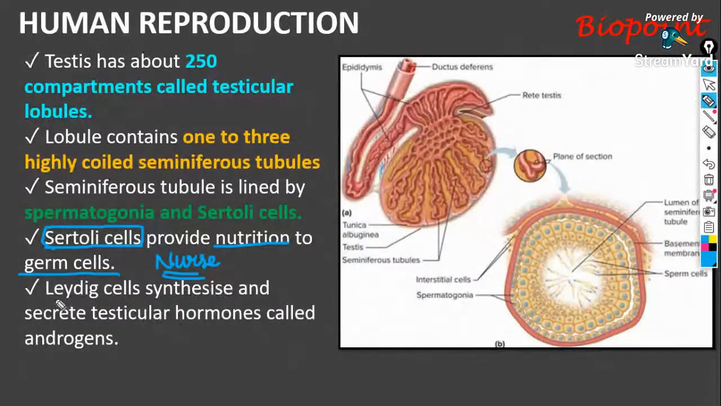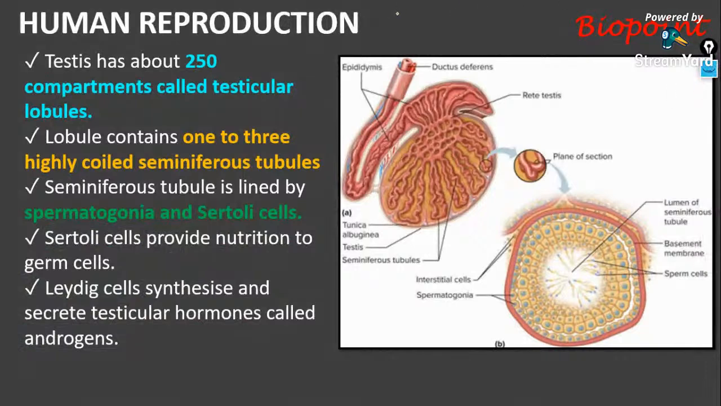What is now the function of the Leydig cell? Leydig cells synthesize the testicular hormone, or androgen. So guys, what are the two functions of testis which we have studied? Testis has two different functions: production of sperms and production of the male hormone, that is testosterone. Have we discussed both of these?